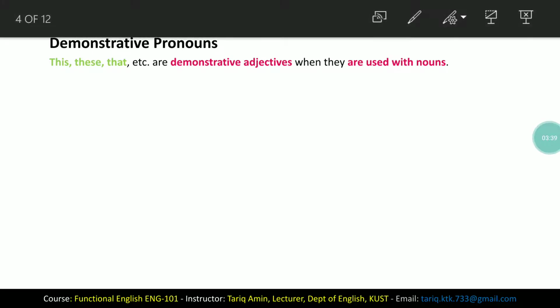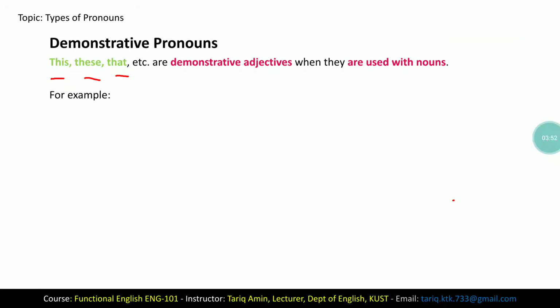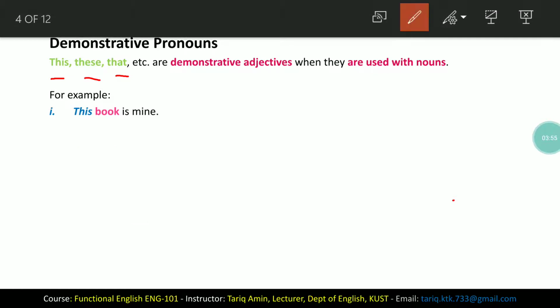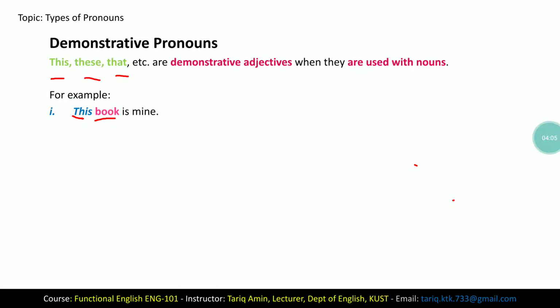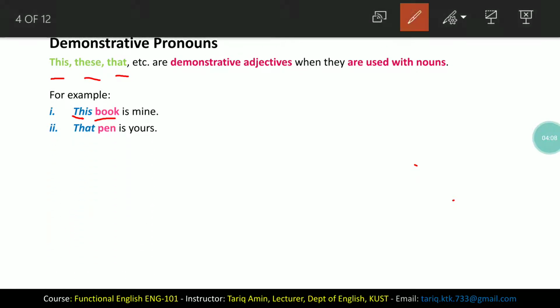Now, the demonstrative pronouns this, these, that, etc. can also be used as demonstrative adjectives, and they can also be used as demonstrative pronouns. They are demonstrative adjectives when they are used with nouns. For example, this is a demonstrative adjective in this example because it is used with book. Book is a noun. And in the second example, that pen is yours. That is used as a demonstrative adjective in this example because it is used with pen, which is a noun.